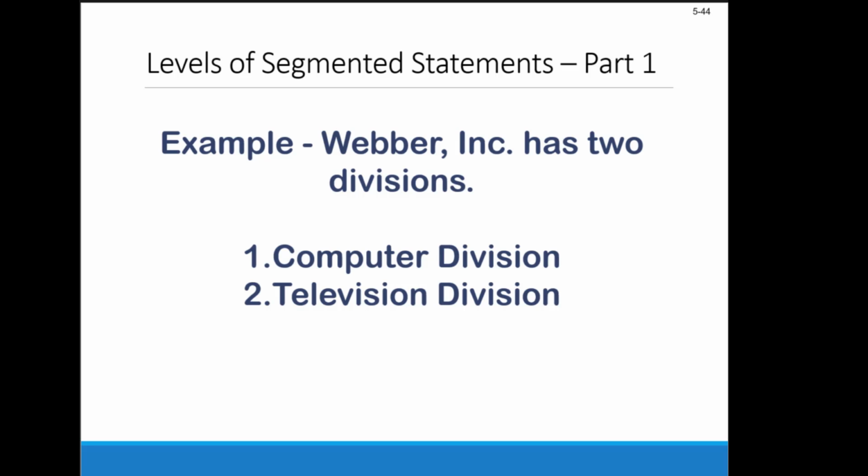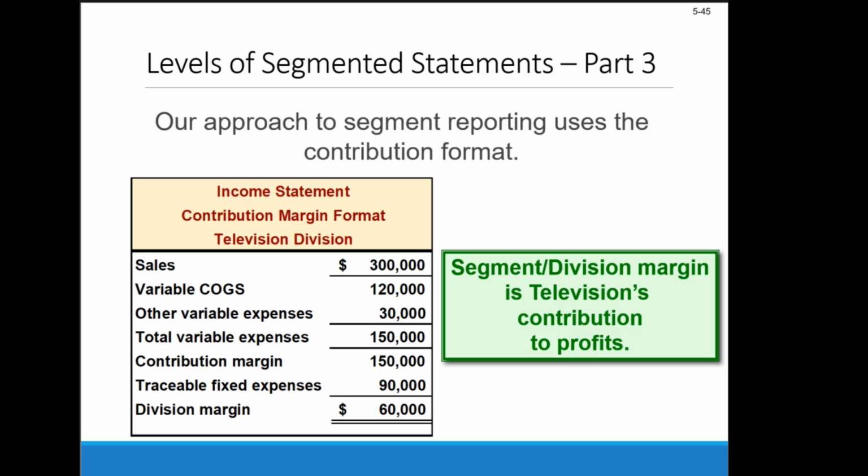So let's look at an example here with Weber Inc. Let's say they've got two divisions, computers and TVs. If we put together a contribution margin format income statement for just the television division, again, we're starting with sales. We're taking that through to contribution margin by deducting all the variable expenses. And then now on a segmented basis, we're going to take out the traceable fixed expenses. That's only those fixed expenses that are attributable strictly to that TV division. And that'll leave us with a division or segment margin now of $60,000.